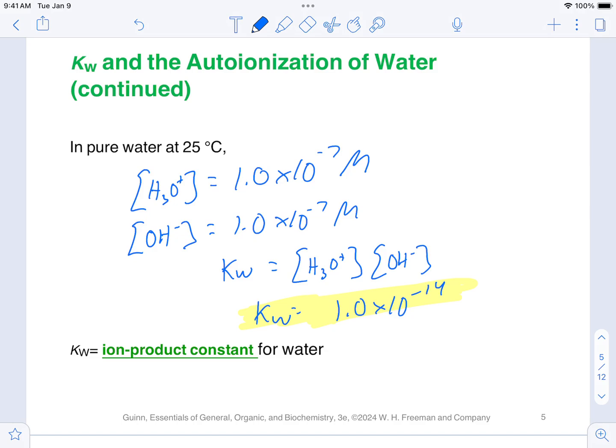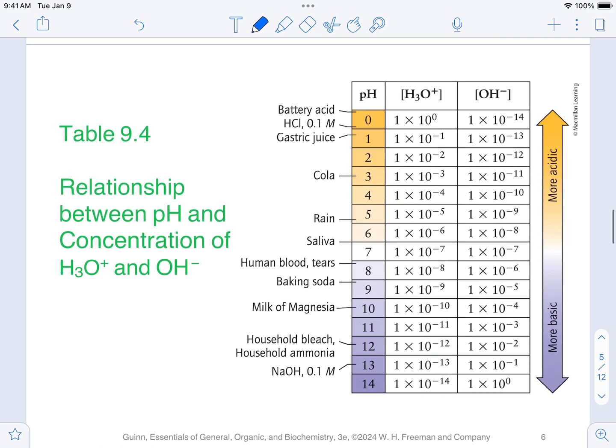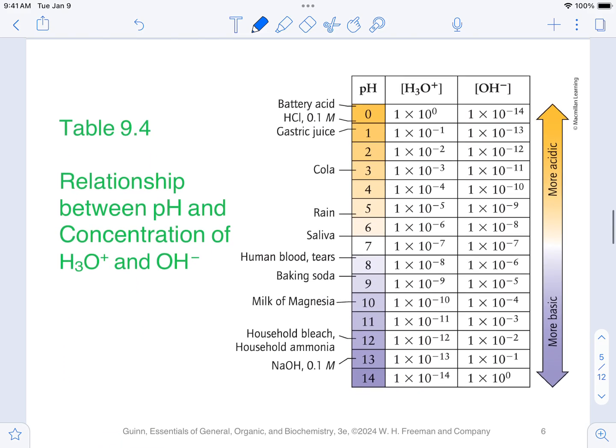We will use that constant in order to calculate these two different concentrations here for hydronium and hydroxide. This is a nice table showing the relationship between pH and the different concentrations. So on the left-hand side here, you have all your pHs. Again, your halfway point is 7. Any pH below 7 is acidic, and anything above is basic. The further you get from 7, the more acidic or basic something is.